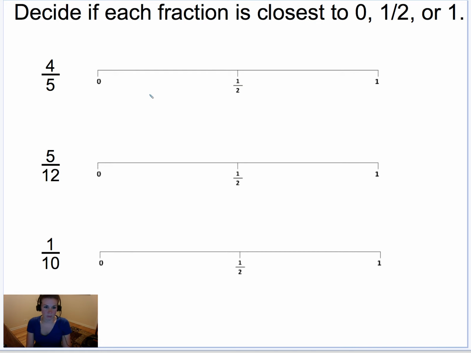Now I just put number lines here from 0 to 1, and I also put a tick mark halfway in between, so that way we can decide whether 4/5 is closest to 0, half, or 1. So when I look at the first fraction, 4/5, I know that I'm looking at one whole piece, and I'm going to divide that whole piece into 5 equal parts because remember that's what the denominator tells me.